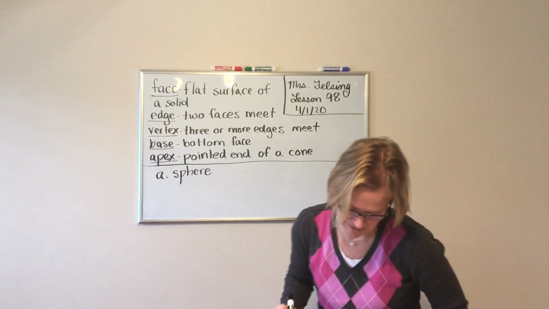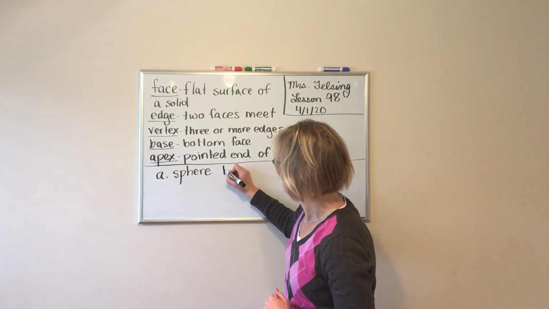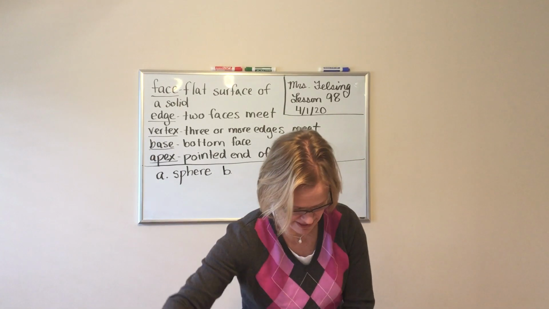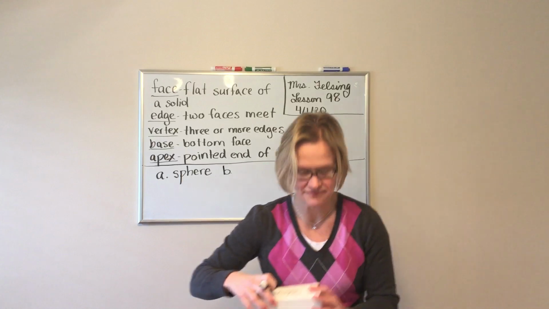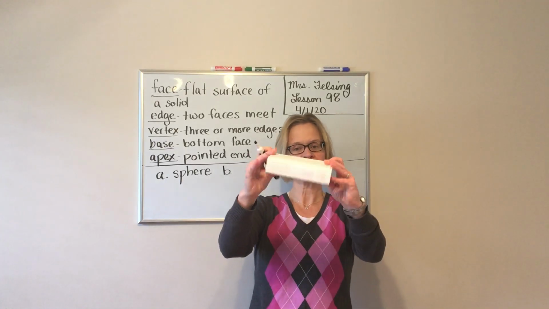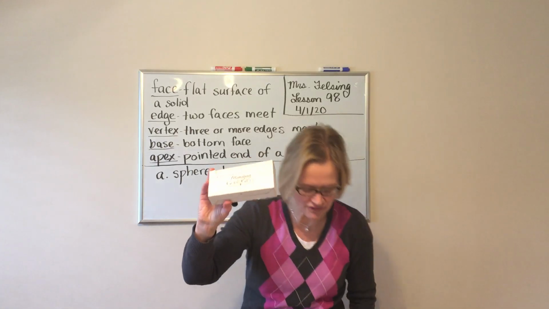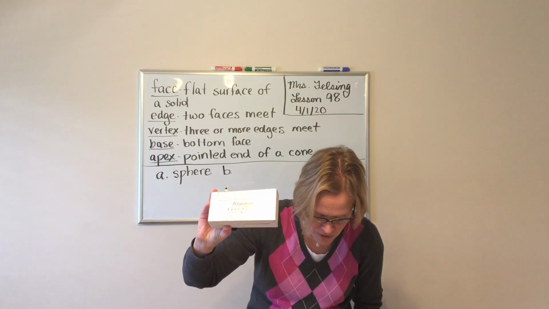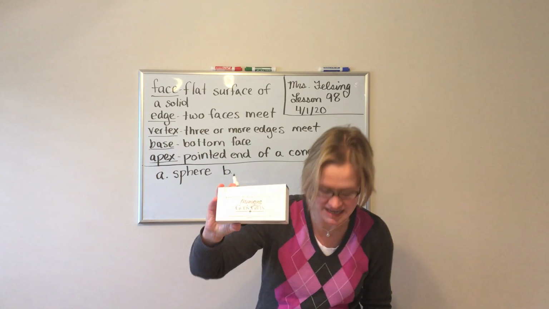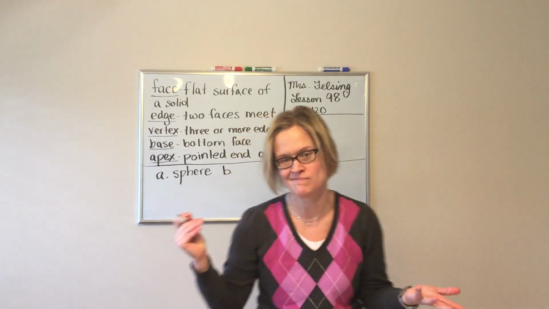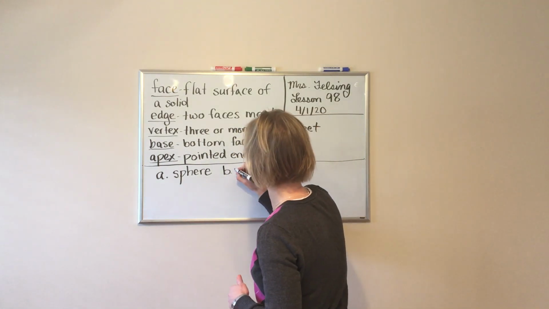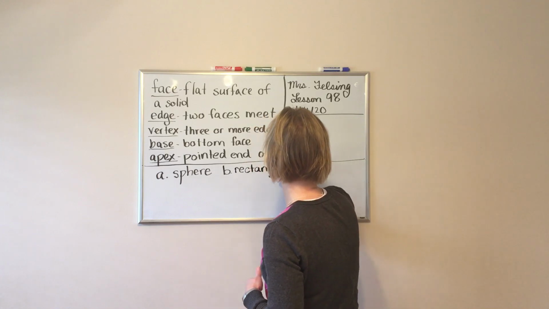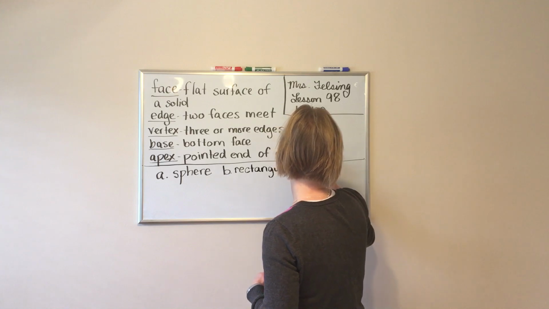The next, we have B, a shoebox. I don't have a shoebox, but I have something very similar to that. That would be this. Now, if I take a look at that chart in 619, it says rectangular prism or rectangular solid. You can write either one, that's fine. I'm going to write down rectangular prism.